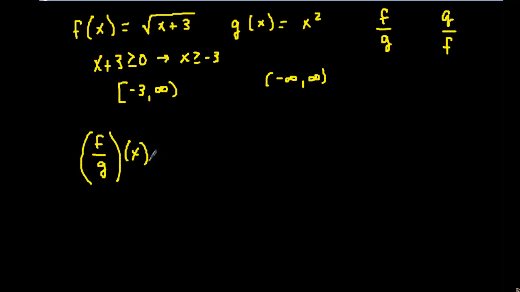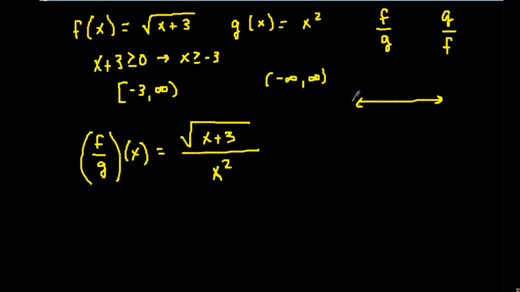F divided by g of x then means the f function, x plus 3, over the g function, x squared. Now, we know that the new function is going to have a domain that is the intersection of the original two. So the original two is all real numbers for this function, and then from -3 up for this function. So where do they overlap? Well, they overlap all the way up here from -3. So the intersection would be from here to here.